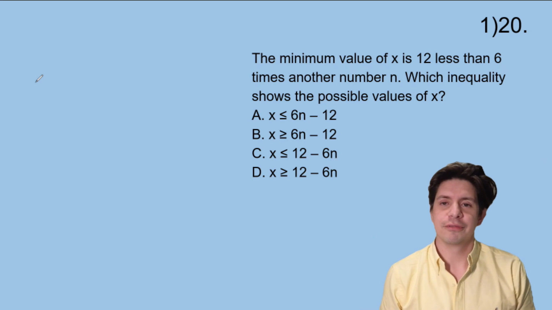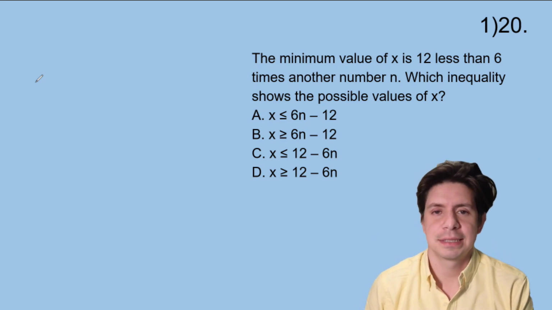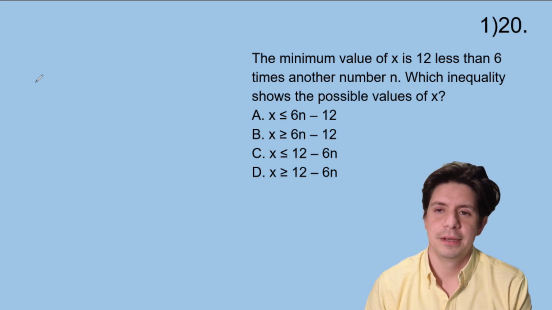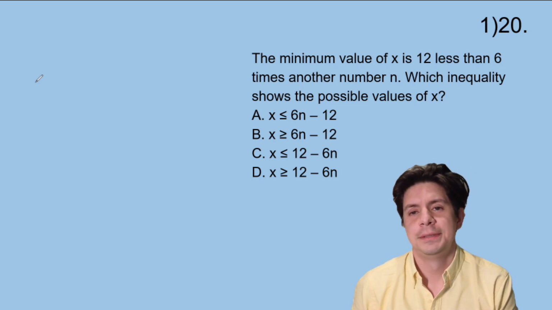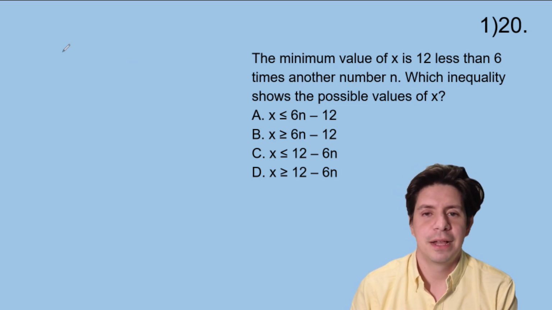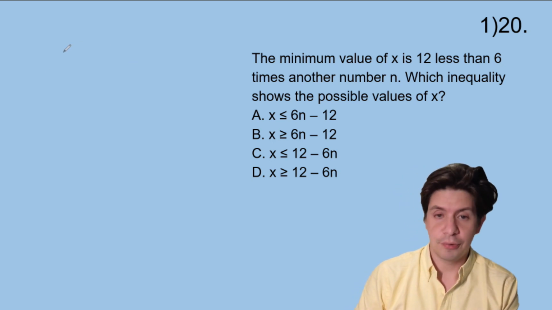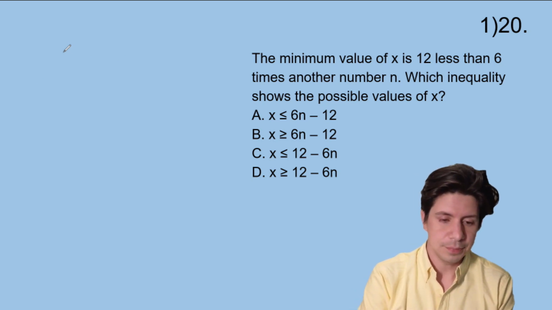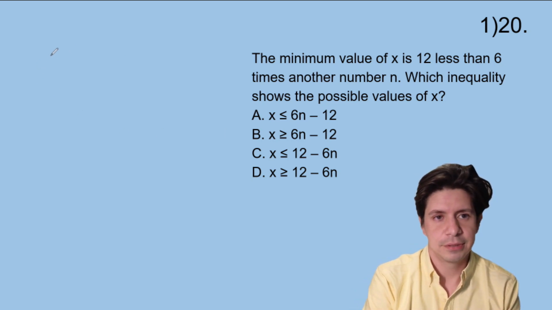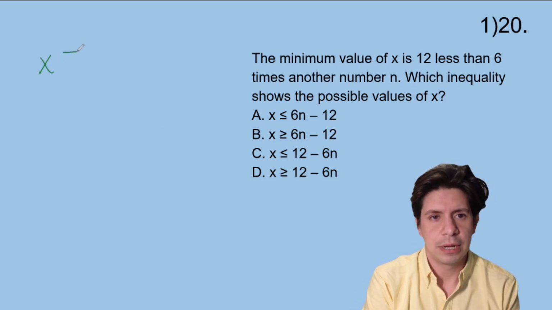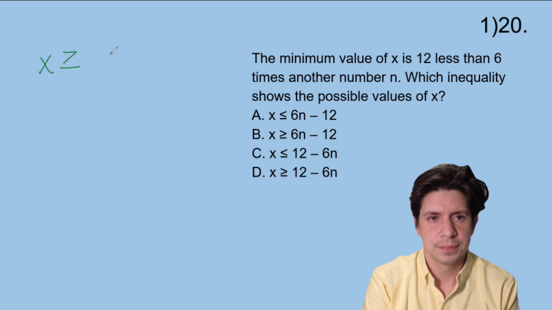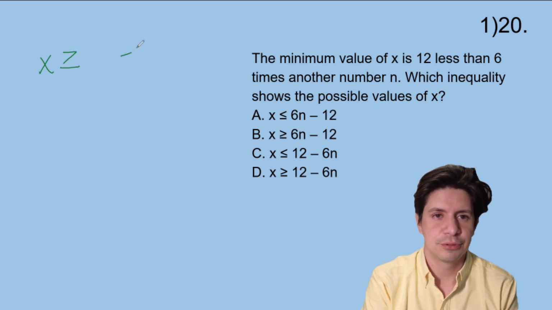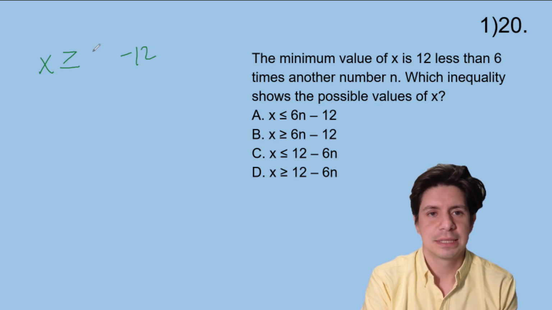So the minimum value of x is 12 less than 6 times another number n. Which inequality shows the possible values of x? Okay, so minimum value, so that means x has to be greater than or equal to, because that's what the minimum means, right? x is greater than or equal to 12 less than, that means you're going to subtract 12 from 6 times another number n.